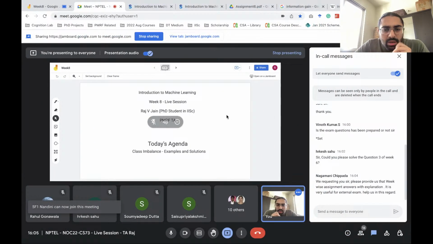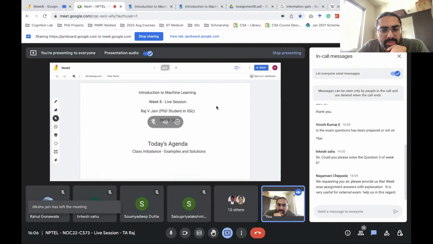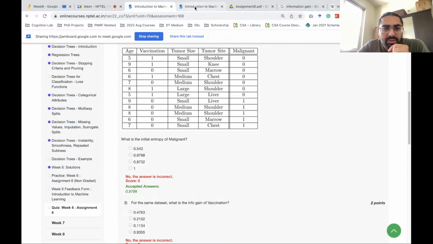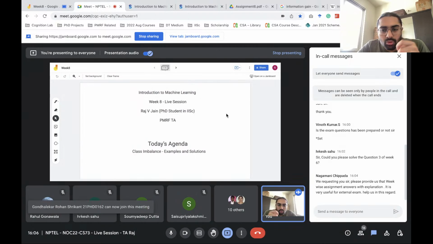Okay, so we were discussing this information gain, though, right? Does anyone have a solution to this? So, information gain, the way I understand, is basically the difference of the entropies, right? So when they ask information gain of vaccination, it is basically: if you use vaccination as the feature to split at the root node, what will be the gain that you get?